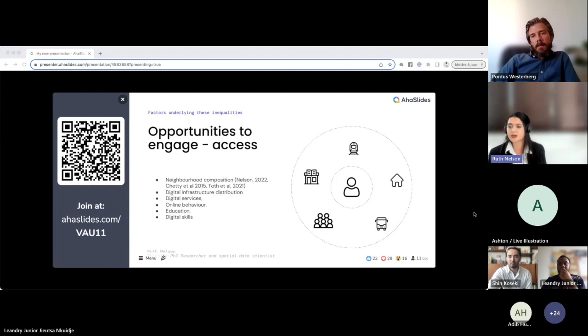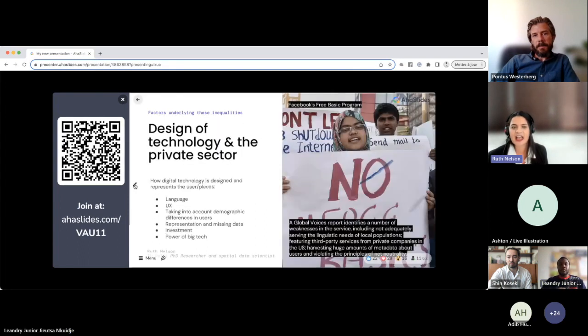Your educational opportunities will probably influence your online behavior and abilities to engage with the digital. And of course, your employment opportunities will influence your income level, which will influence your ability to actually purchase software and technology. The next major factor, if you could go to the next slide, thanks, I think is the design of technology and the private sector.